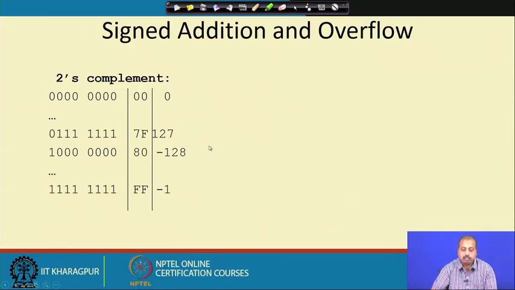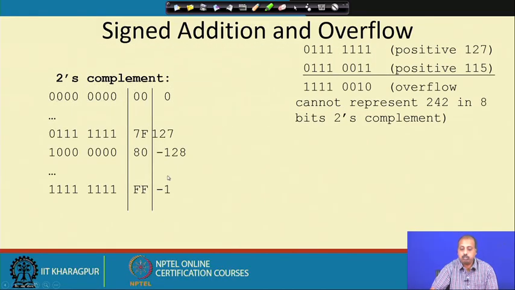Then in 2's complement notation, we have this number 7F and this 80. So, 80 is minus 128 and 7F is 127. If you do the addition, then the result should be minus 1. In the binary notation, if you do the addition, the hexadecimal equivalent is FF, which is minus 1. Similarly, this number is 127, this is 115.